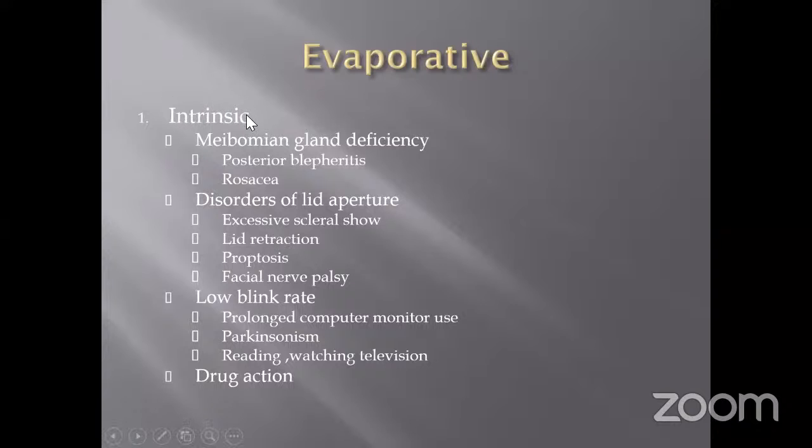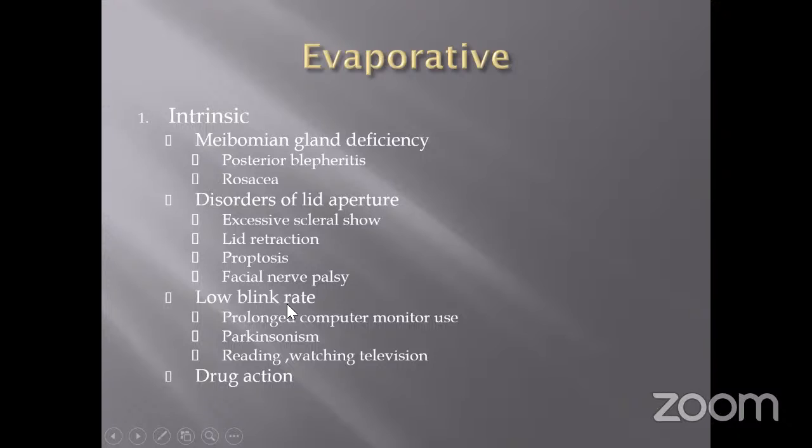One is intrinsic, which is actually meibomian gland deficiency. That is posterior blepharitis, rosacea, in such type of condition. At least you should say meibomian gland deficiency. Then disorders of lid aperture, when there is an excessive scleral show, when there is a lid retraction, when there is proptosis, when there is a facial palsy. So the two important things you should remember here is one is proptosis and the second one is Bell's palsy. These two conditions are very important.